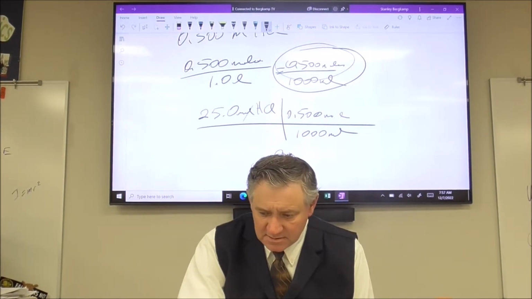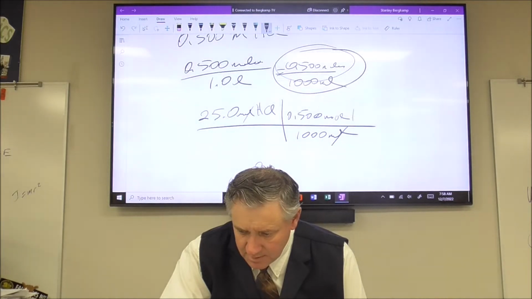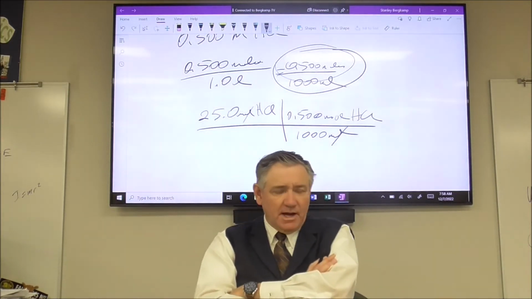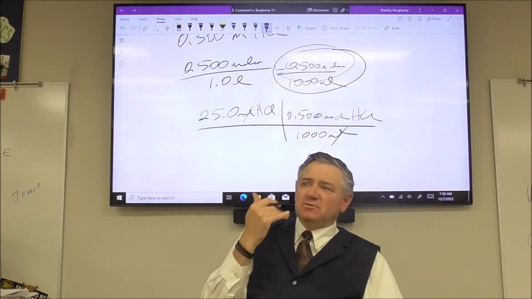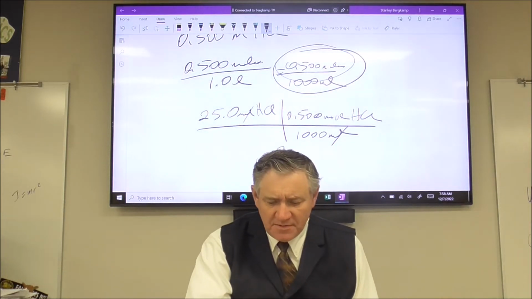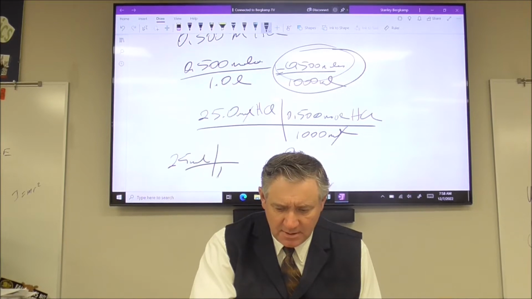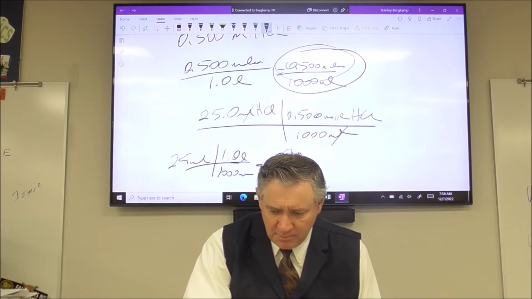The milliliters cancel out. I'm left with moles of hydrochloric acid. There you go. Okay? Now, your other option is you go, oh, Bergkamp, I'm a purist, man. That's moles per liter. That speaks to me. Okay, cool. So the other thing that you could do is go, oh, 25 milliliters. There's 1,000 milliliters in 1 liter, okay, which gives me 0.025 liters.